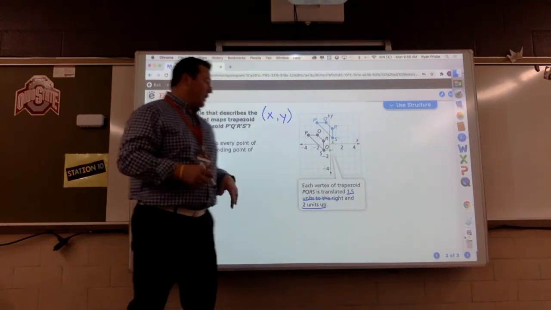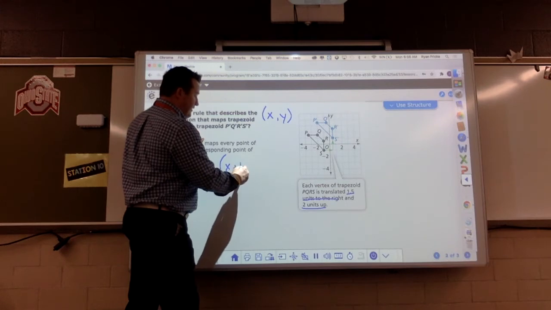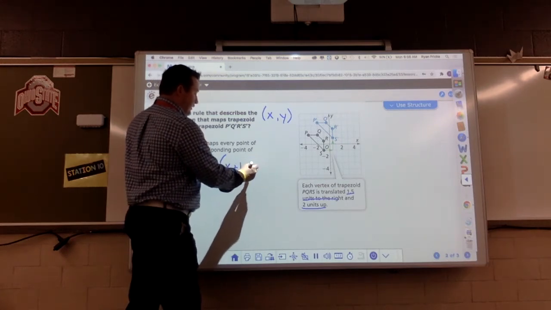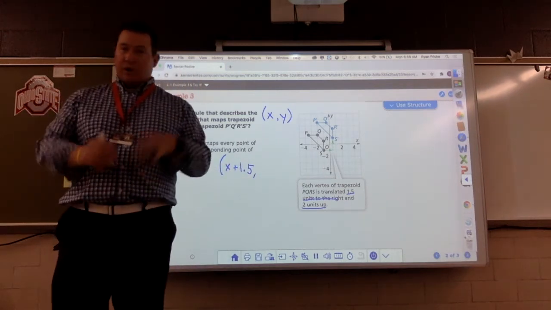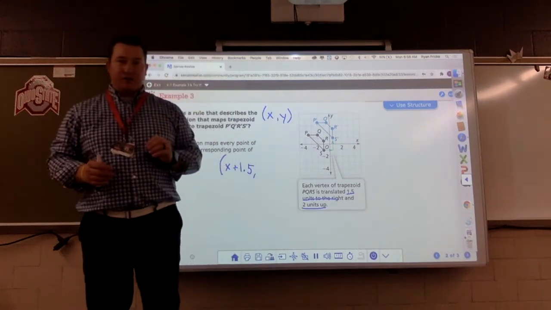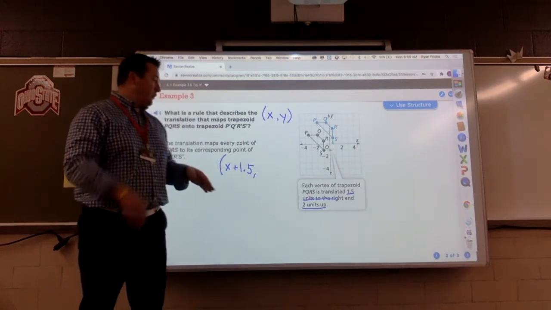So if we know we went 1.5 units to the right, check this out. Here's what we can do. We can say, take your x value and add 1.5 to it, whatever your x is. Let's say your x value started here at -2. Just add 1.5 to that. Now you're at -1/2. There you go.